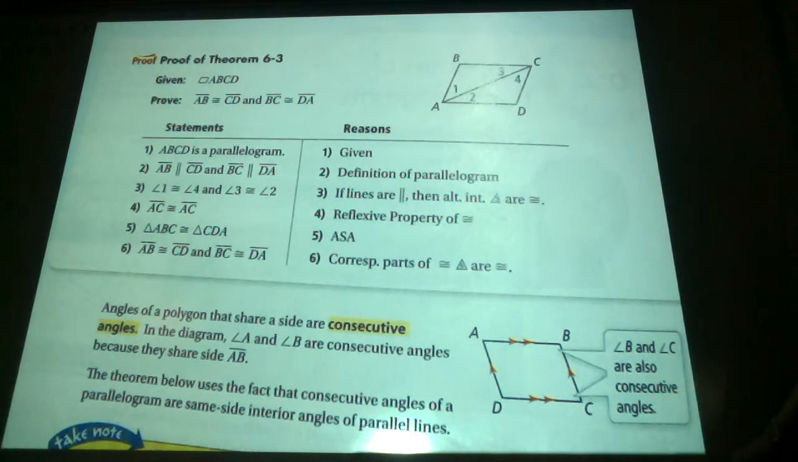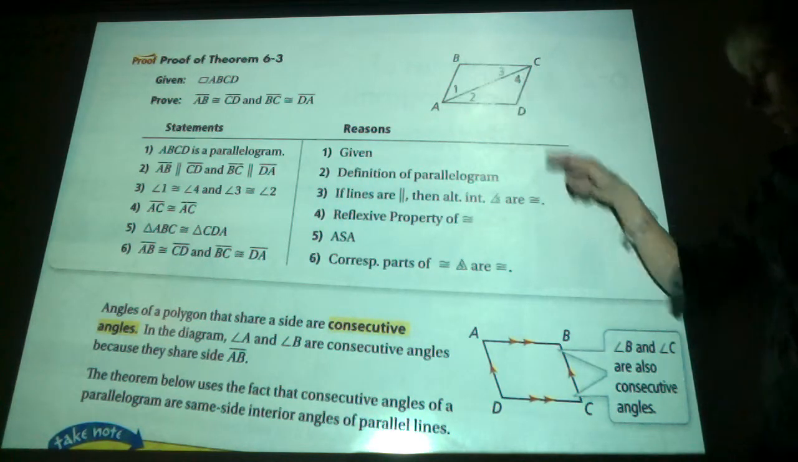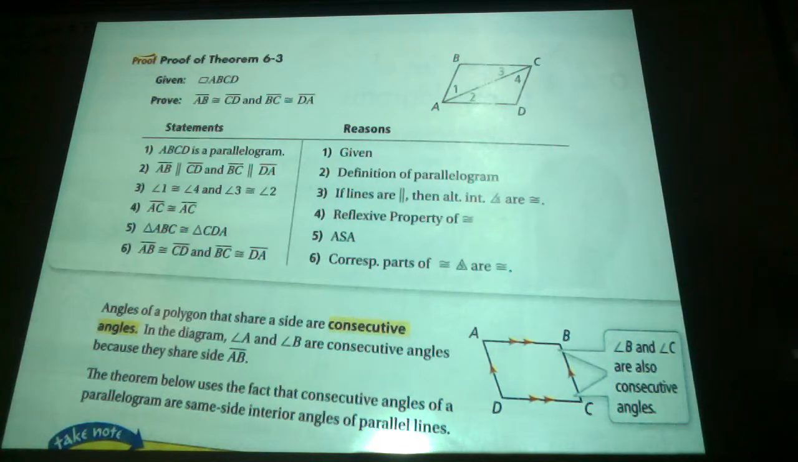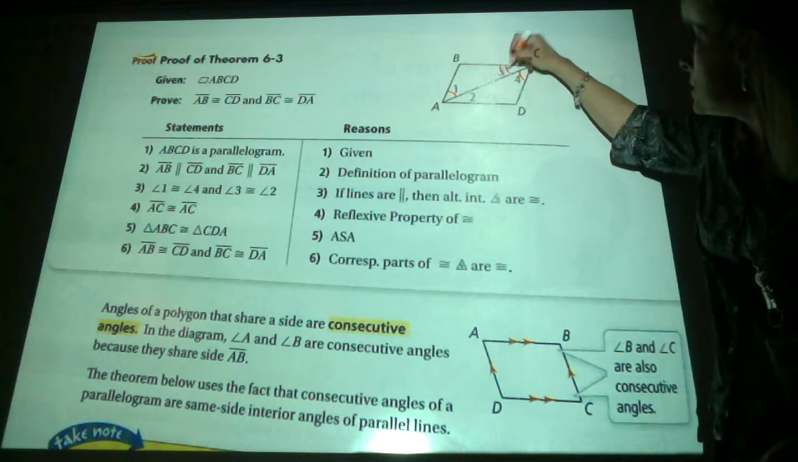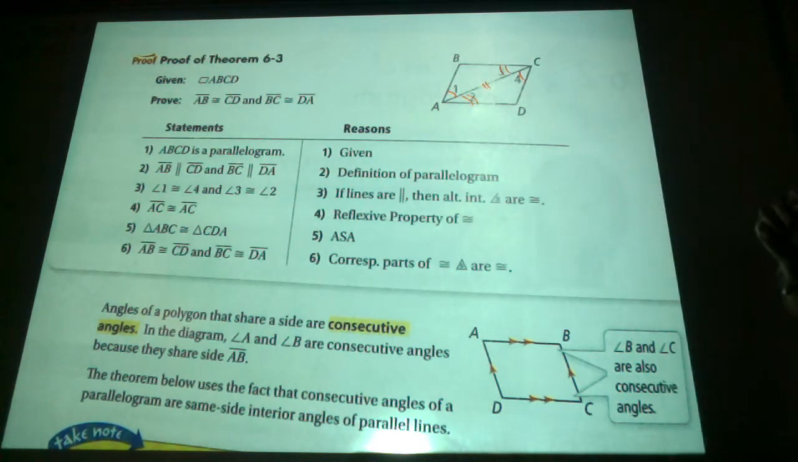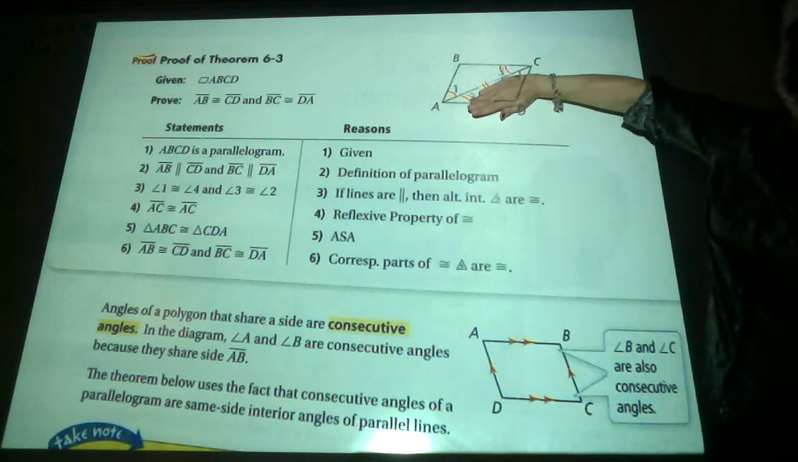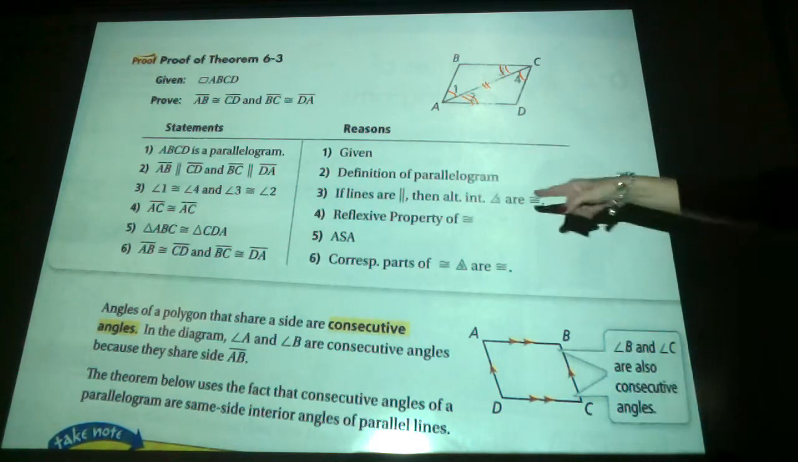And so now we have a side. Is it AAS or ASA? This is congruent to this, so let's mark it up. This is congruent to this. This is congruent to this, and then the sides are congruent. So just look at one triangle. Is the side included or not included? Included. And so that's why they're using ASA.